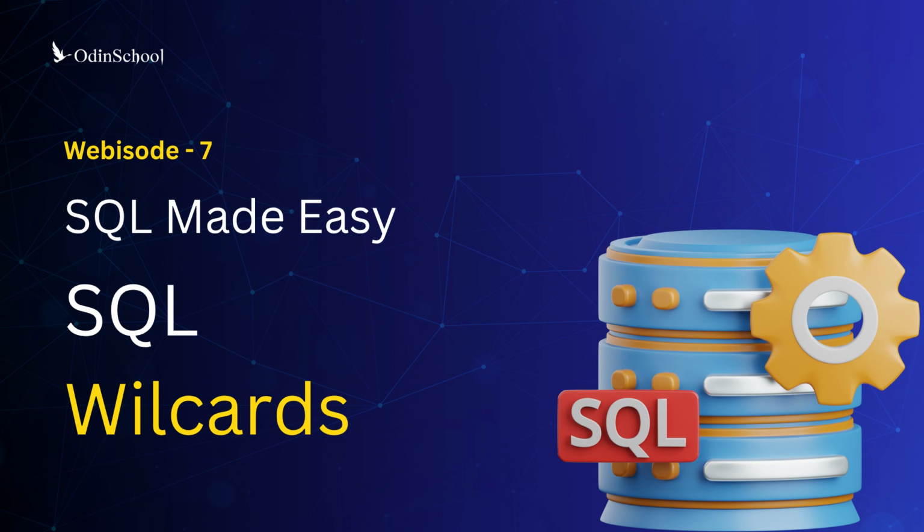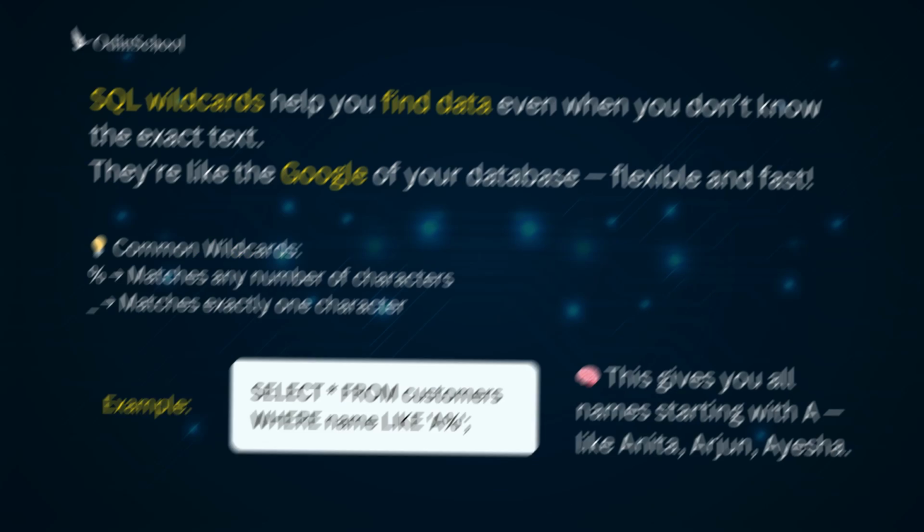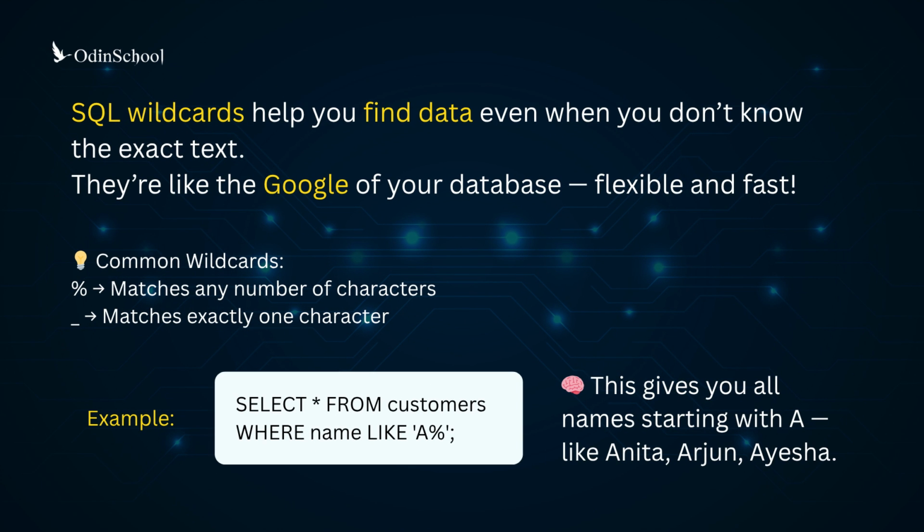SQL Made Easy Episode 7. What are wildcard characters in SQL? A wildcard character is used to substitute one or more characters in a string. Wildcard characters are used within the LIKE operator. The LIKE operator is used in a WHERE clause to search for a specified pattern in a column.